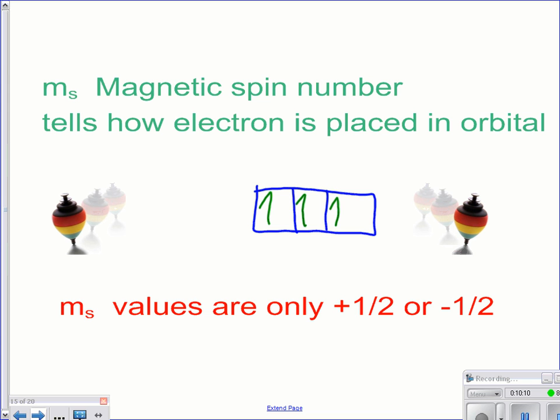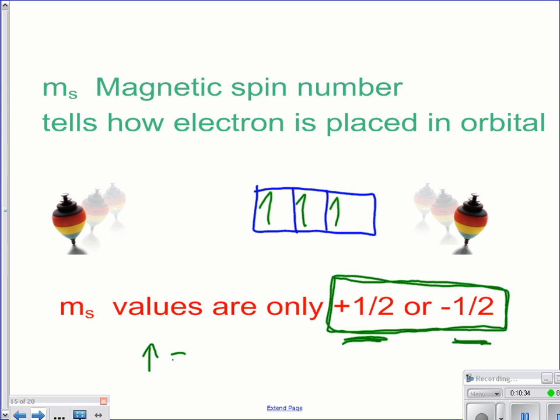Our allowed values for magnetic spin, this is the one that really doesn't even relate to your previous quantum numbers. The only possibilities are a plus 1/2 or a minus 1/2. That's it. It's spinning in one direction or the opposite direction. So all of those up arrows, this is what you're going to want to write down: your up arrows are equal to a plus 1/2, and your down arrows are equal to the minus 1/2.